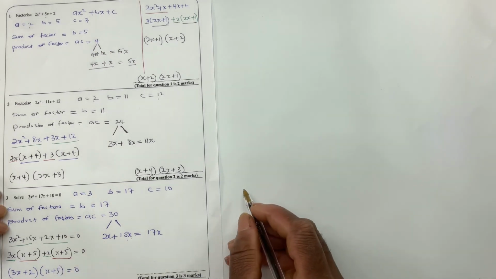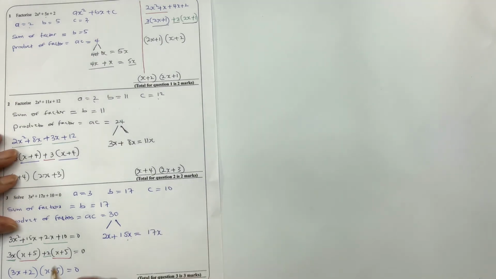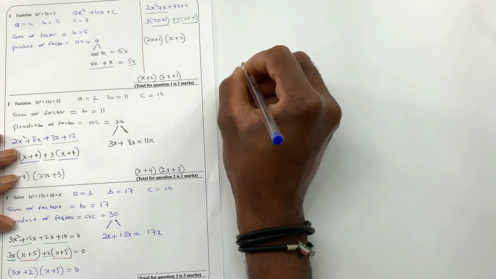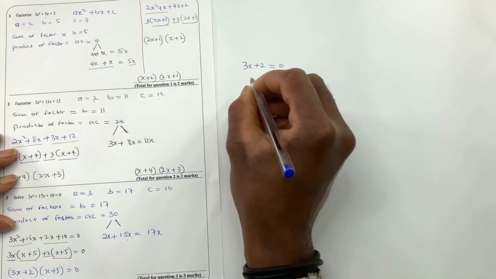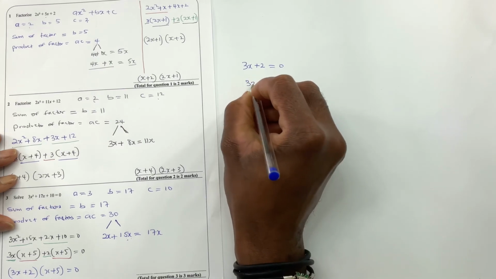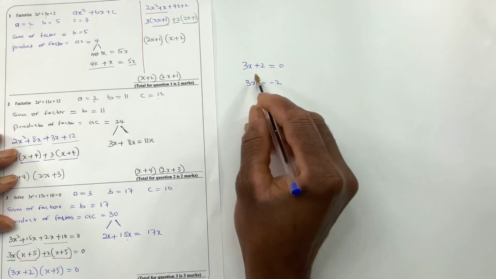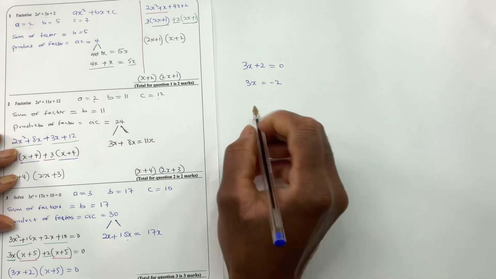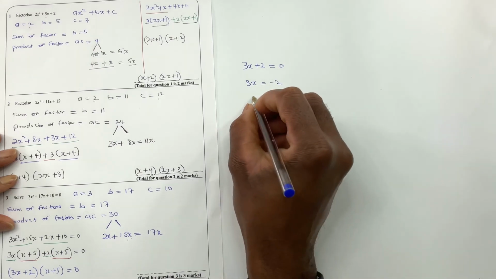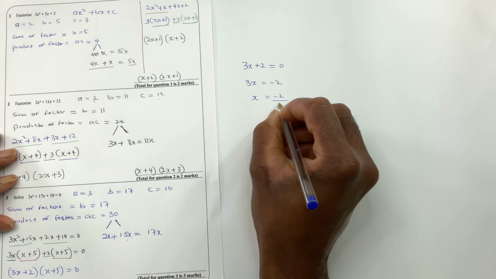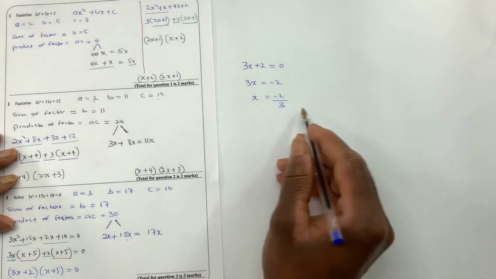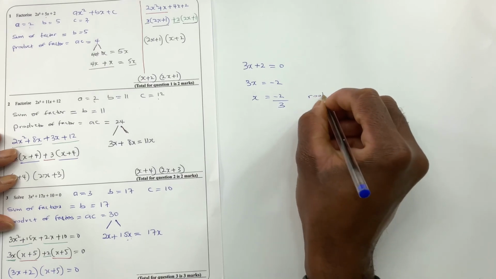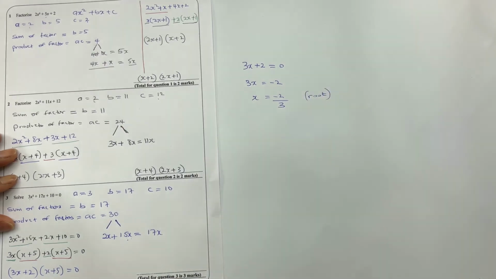All I need to do is set that to 0. Set this one to 0 and set that to 0. What that means is 3x plus 2, set that to 0, which means that 3x equals minus 2. Take away 2 from both sides, divide both sides by 3. x equals minus 2 over 3. So that's one root. These ones are factors.